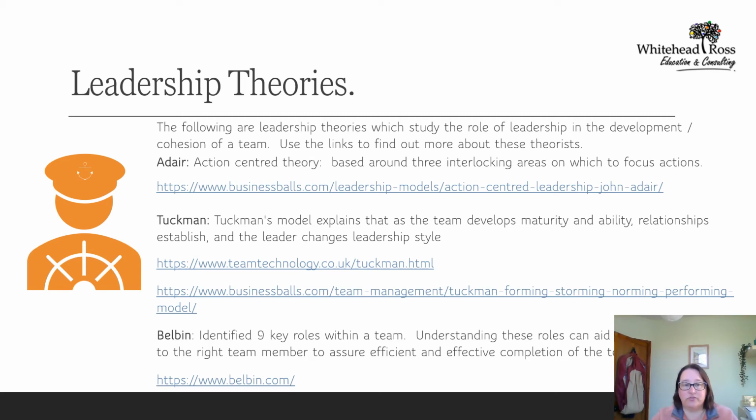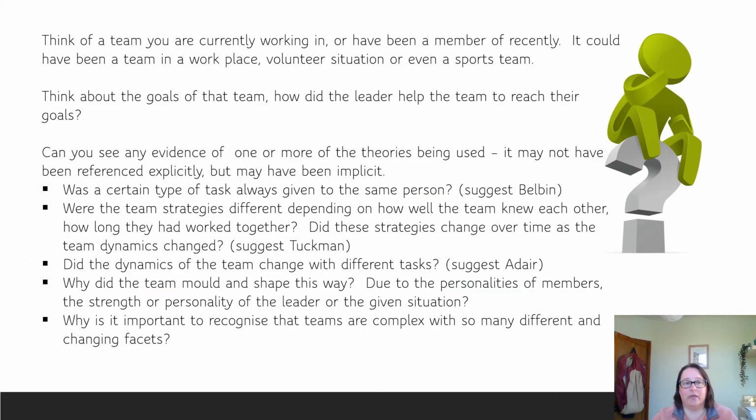If you can use those theories in your answer, you'll be much closer to a good pass. So just to run through how this could work for putting together your writing for that assessment criteria, I want you to think about a team that you're currently working in or have been a member of recently, preferably a workplace team or a volunteer situation, but if necessary, a sports team, any sort of team will do.